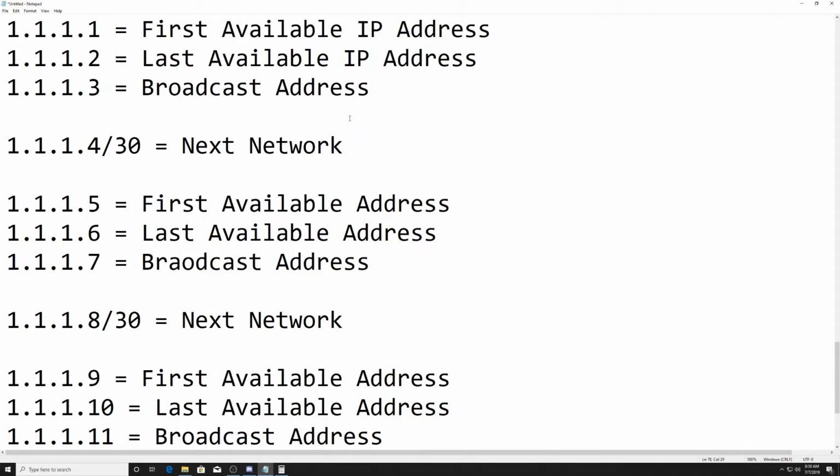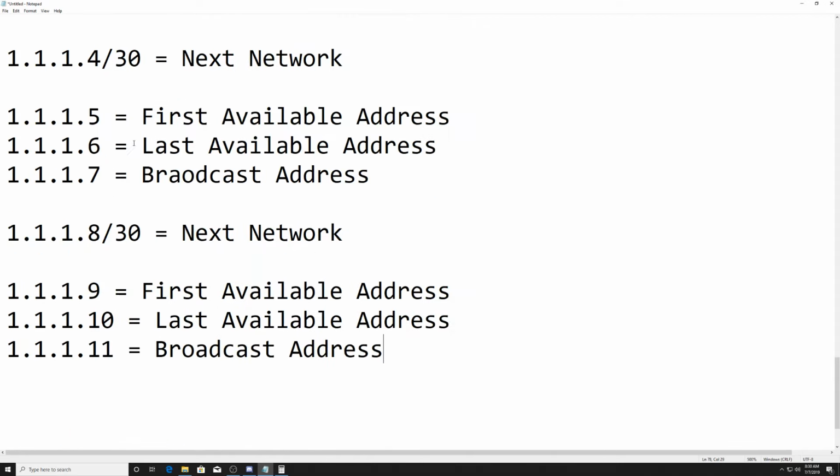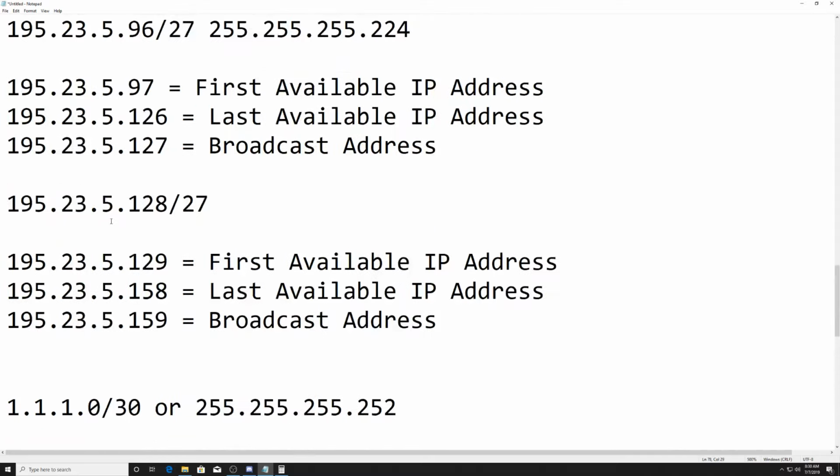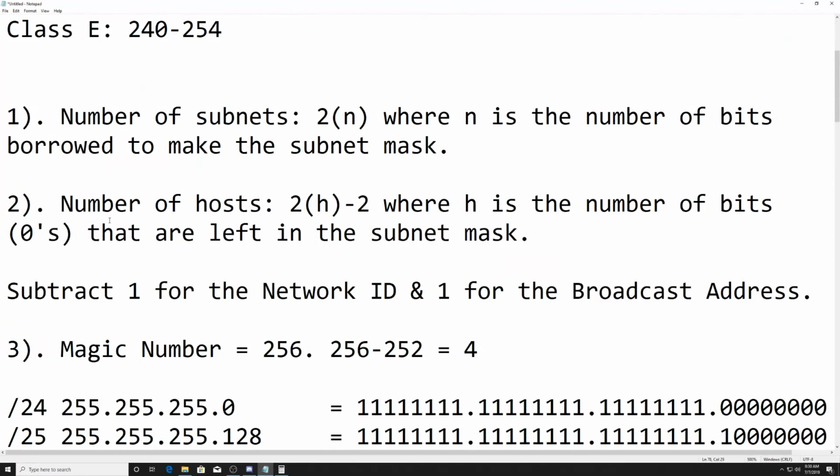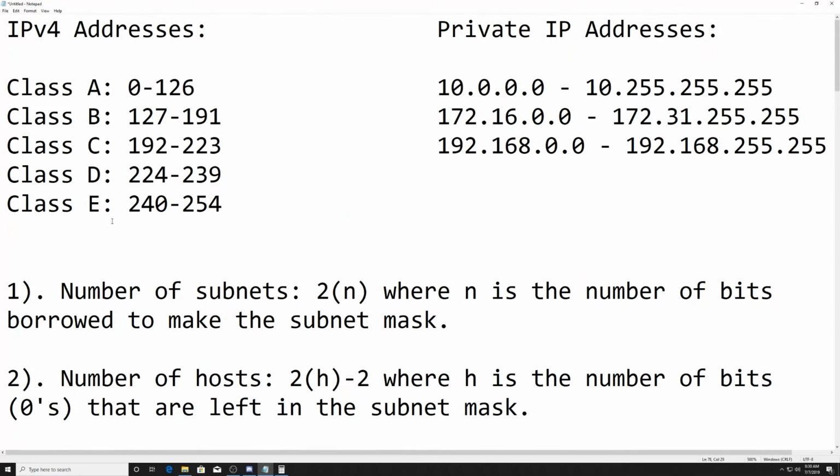That is it. That's all it takes. And you would normally use these on your serial interfaces just because you want to save IPv4 addresses. And that is it. And the reason why I focus so much on the Class C addresses is because that's what the CCENT and the CCNA focused on.